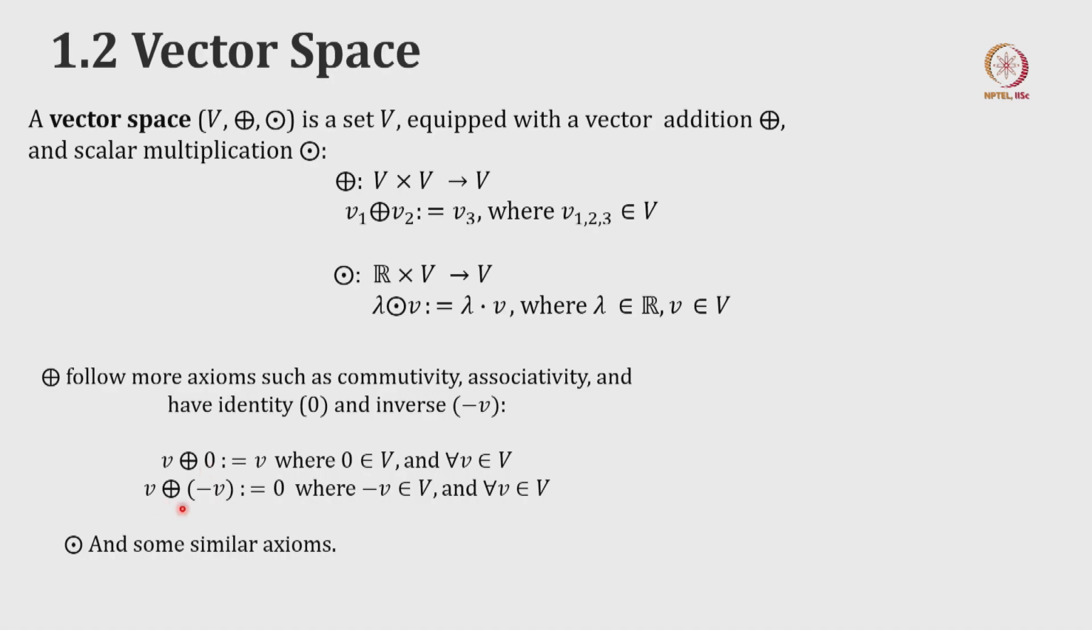Okay. And the inverse has to be defined with respect to the identity element, and in this case that is 0. So, the inverse element is here denoted by minus v, so that if you add them, the addition being vector addition, you get back that identity element. And scalar multiplication will also have similar axioms which we do not need, it is just a reminder.